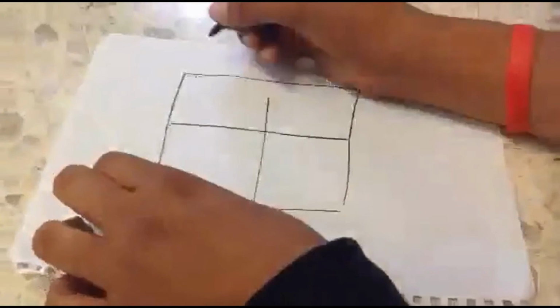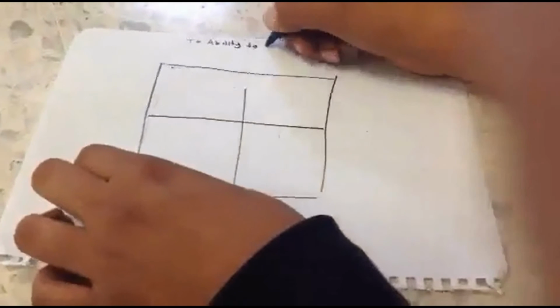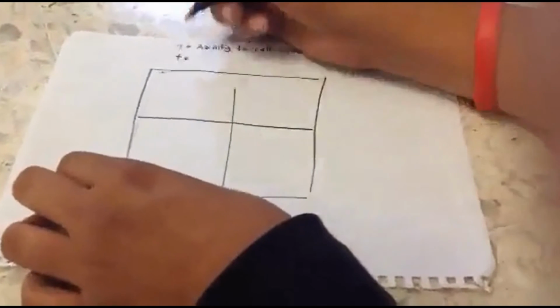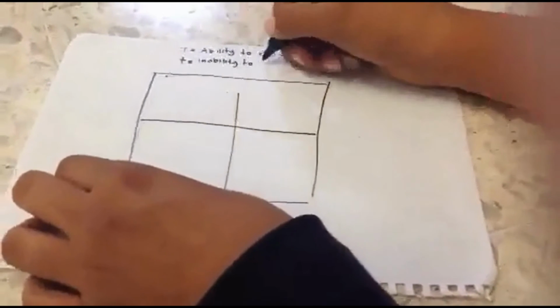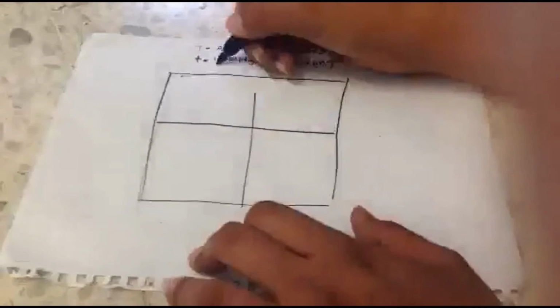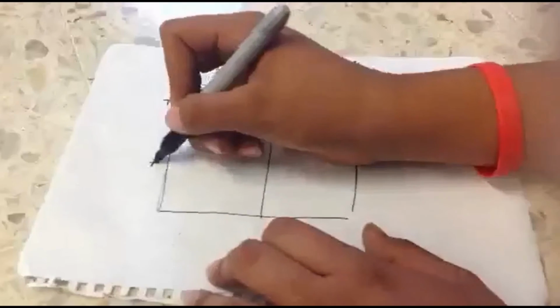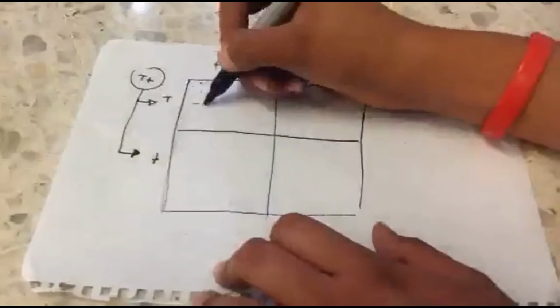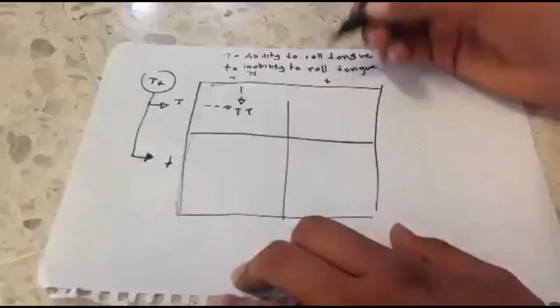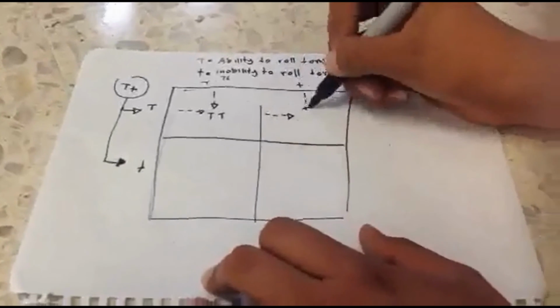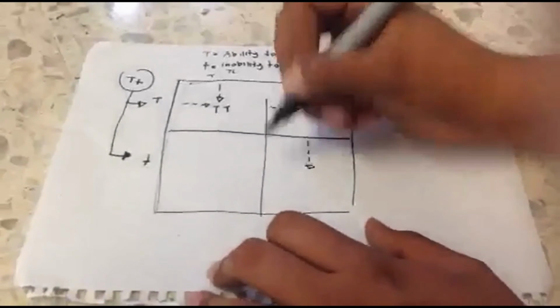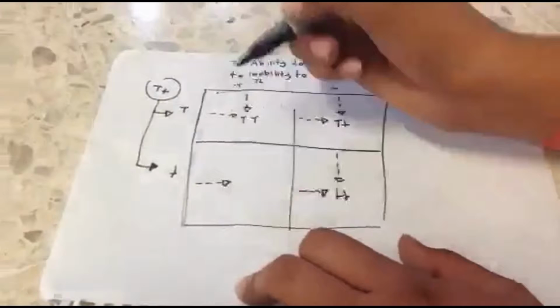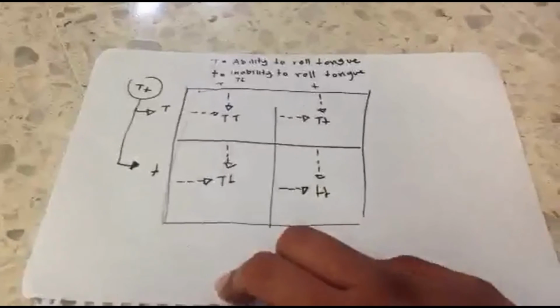Suppose both parents can roll their tongues and are heterozygous, T and small t for the trait. What possible phenotypes could their children have? The number of squares is determined by the number of different types of alleles, T or small t, produced by each parent. In this case, the square is 2 by 2 squares, because each parent produces 2 different types of gametes. Notice that the male gametes are written across the horizontal side and the female ones on the vertical side.